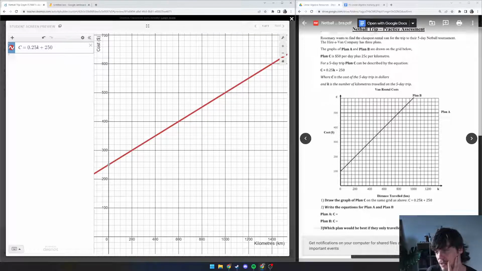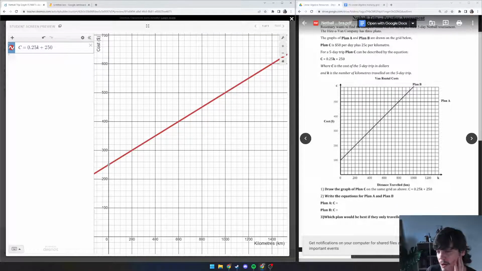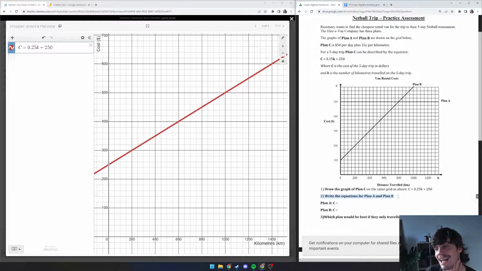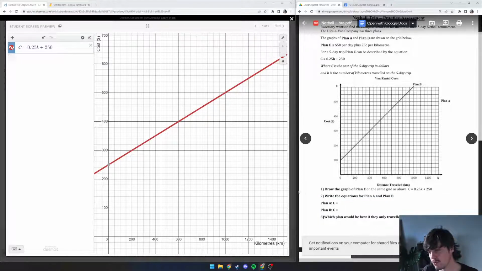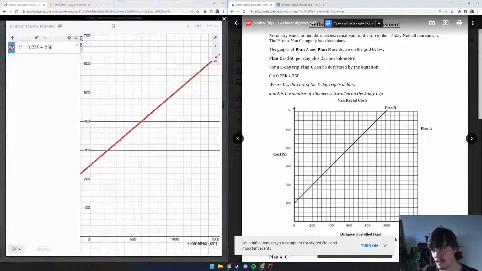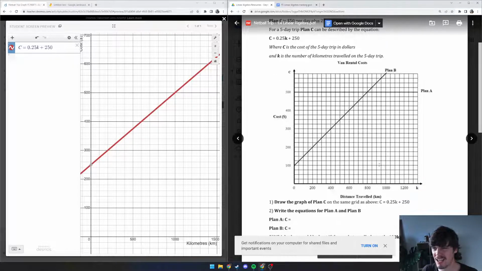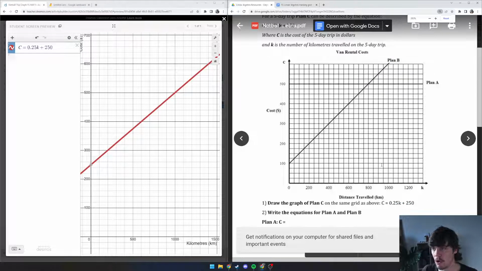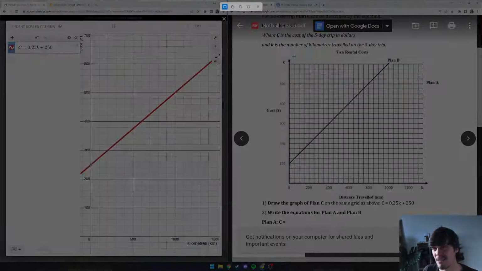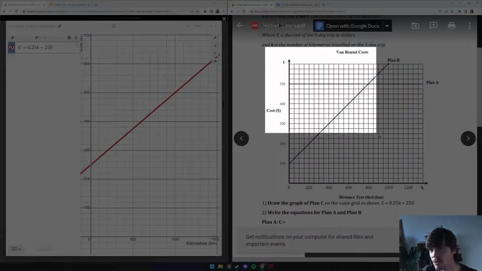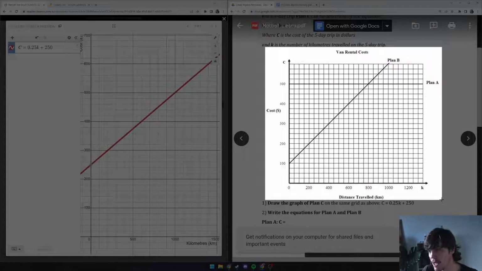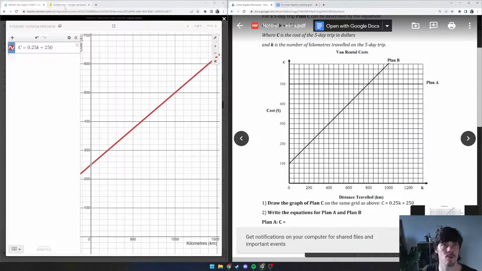Damn, that's expensive. But it's a netball trip. That's probably about right. Okay, so write the equations for plan A and plan B. If I zoom in and make it a little bit bigger, I have a couple of lines that have been drawn on, and they may not be super clear. So I'm just going to grab them and chuck them onto Jamboard.